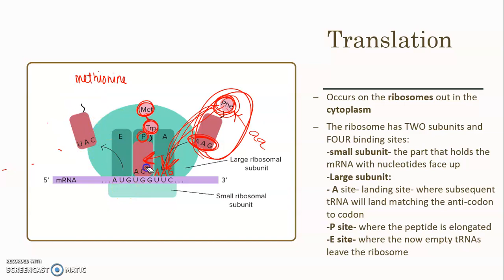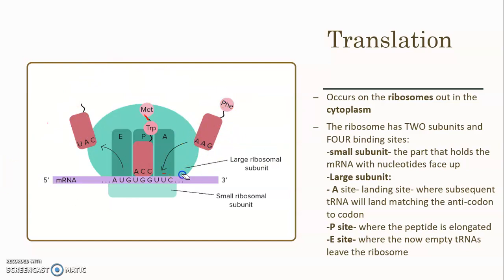Okay, so the A site is where the tRNA is going to bring in the next amino acid. The P site is where that amino acid is going to be let go so that it can be added to the growing protein or the polypeptide chain that is being made. And the E site is where the tRNA that is now empty of its amino acid is going to go to leave. It's going to float around in the cytoplasm and pick up another methionine. This one's going to pick up another tryptophan, and this one will pick up another phenylalanine. And they'll just hang out and wait until they are called back.